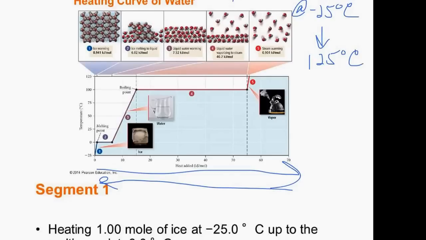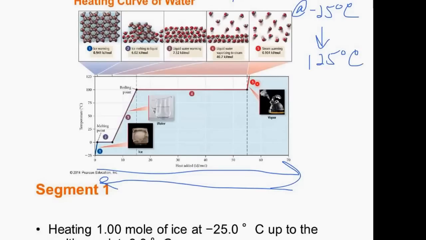So we can kind of think about the process then in segments. I keep saying phases, I mean segments, different segments. And to go from minus 25 degrees Celsius to 125 degrees Celsius is actually going to take 1, 2, 3, 4, 5 different segments. And in each of those segments, something different is happening, and that's what we have to pay attention to.